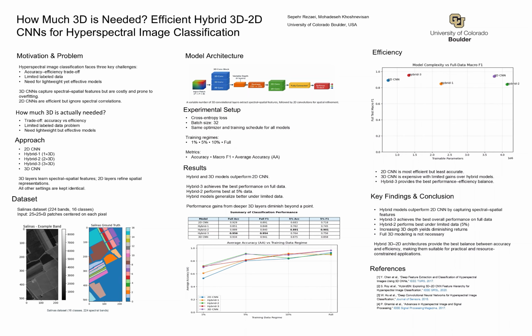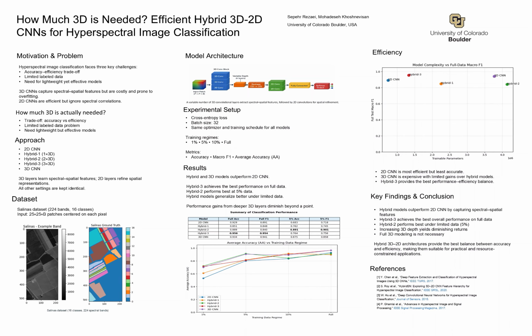The overall architecture is shown here. We first apply a variable number of 3D convolutional layers to extract spectral spatial features. Then we reshape the output and apply 2D convolutions to refine spatial information. Finally, fully connected layers produce the classification output. So the key idea is early 3D feature extraction followed by efficient 2D processing.